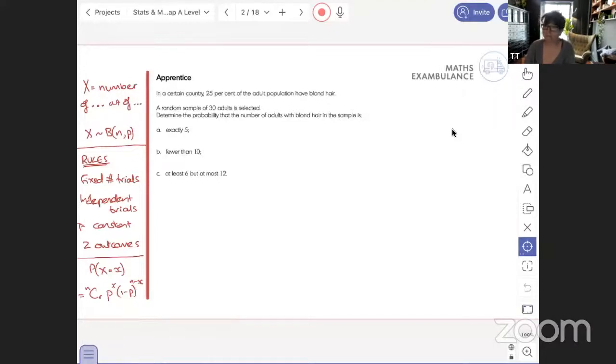That's what I'm modeling. And if you get used to writing that, I promise you, especially when we do harder questions in a bit, it will be much, much easier. So this is sentence number 1. We're always trying to fill this in. That's why we're reading the words, even though they're silly words. X is the number of adults with blonde hair out of 30.